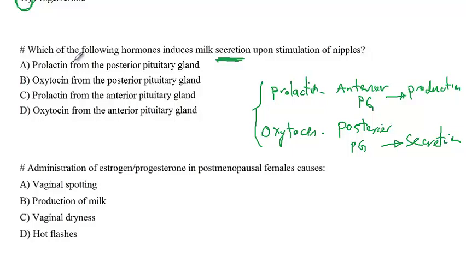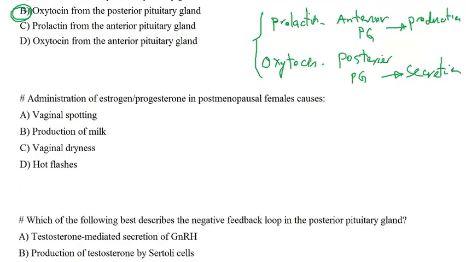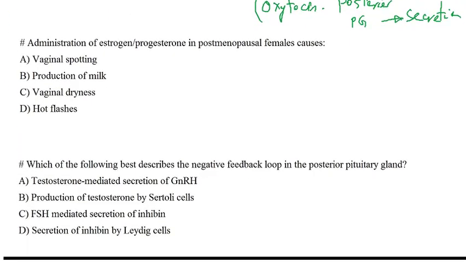So now it should be easy to answer this question. Which of the following hormones induces milk secretion upon stimulation of the nipple? The answer is oxytocin, which is being secreted from the posterior pituitary gland. So choice B would be the correct answer. All right, the next question that we are having here is that administration of estrogen and progesterone in postmenopausal females, what can we expect from that?